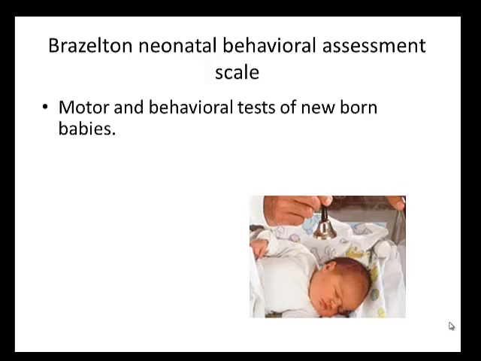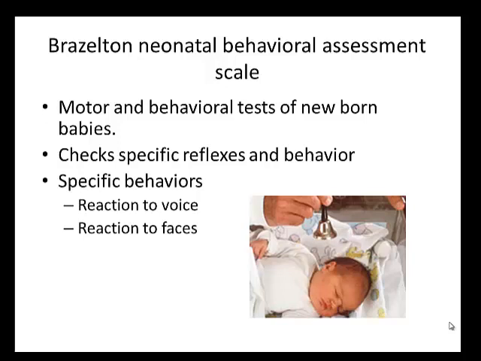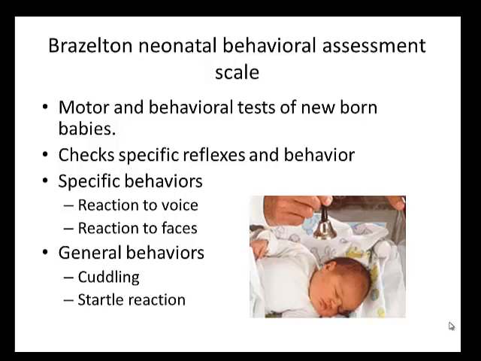Okay. So one of the things that we do when a baby is born is oftentimes we give them tests to look at these very simple reflexes. The Brazelton Neonatal Behavior Assessment Scale is one of those things. It looks for motor activities in babies. It checks reflexes, reactions to noises, reactions to faces. Does the little baby cuddle? Ring a little bell. Is there a startle reaction? These are really checking the nervous system, looking at these reflexive behaviors.